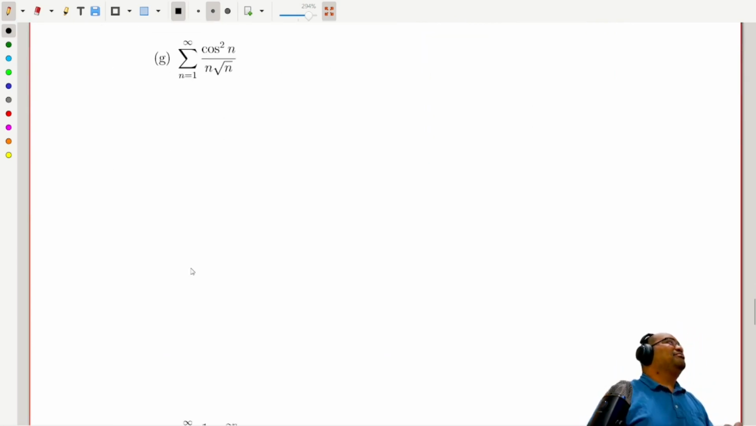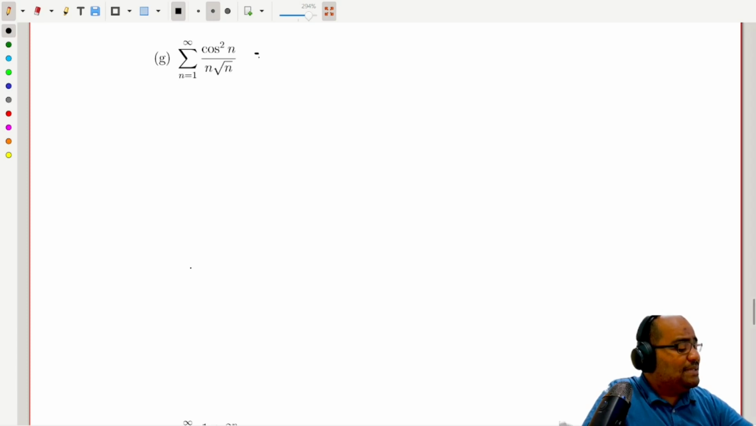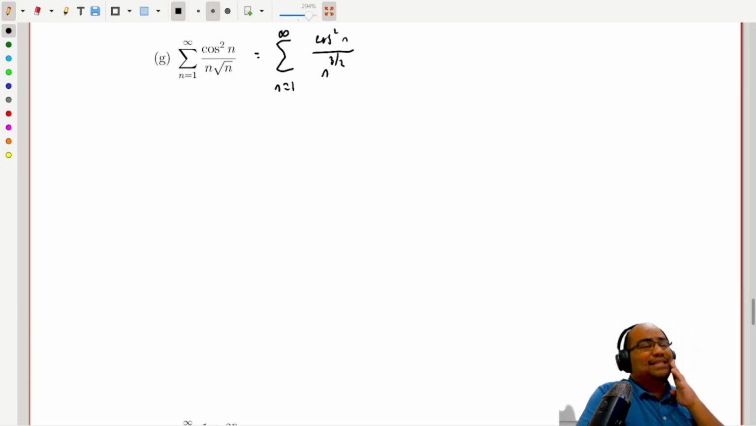Now let's take a look at this one here. Cosine squared of n, the square of cosine n, over n times square root of n. I'll go ahead and help us out a little bit here. If you use some exponent rules, you can write this whole thing as cosine squared of n over n to the 3 halves. Exponent rules: when we multiply with exponents, we add the powers. n is just n to the 1, and square root of n is n to the 1 half. 1 plus a half, 3 over 2.